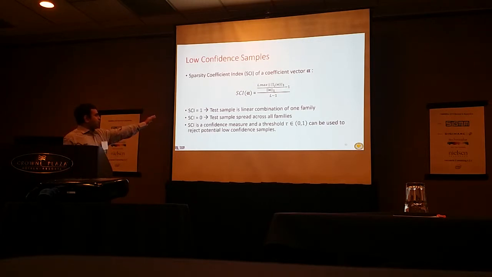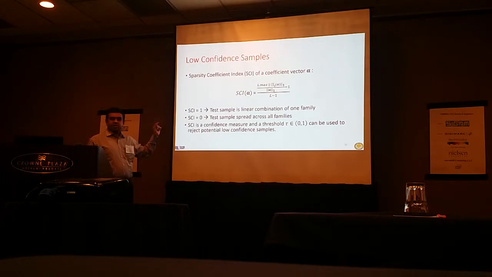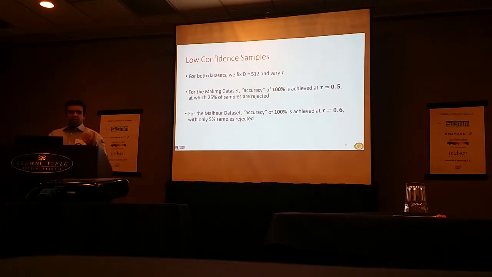A value of 1 is more like a confidence measure. The value of 1 says that the test sample is a linear combination from only one family, which is really a good measure. But if it is 0, then this test sample is spread across all families, and this is probably not a very good label. And we can give them low confidence or also reject them, saying that this is not a good label.